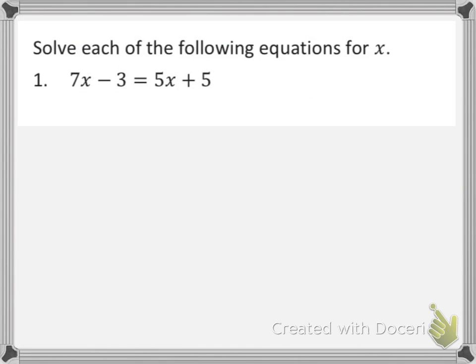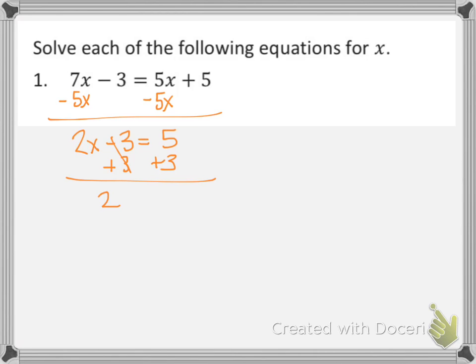All right, for the first three we're going to solve each of the following equations for x. A little review: we're just trying to isolate the x. Right away I see I've got x's on both sides of the equal sign, so I'm going to move them. 7x minus 5x is 2x, minus 3 is equal to 5. And then I can go about isolating my variable by adding 3 to both sides.